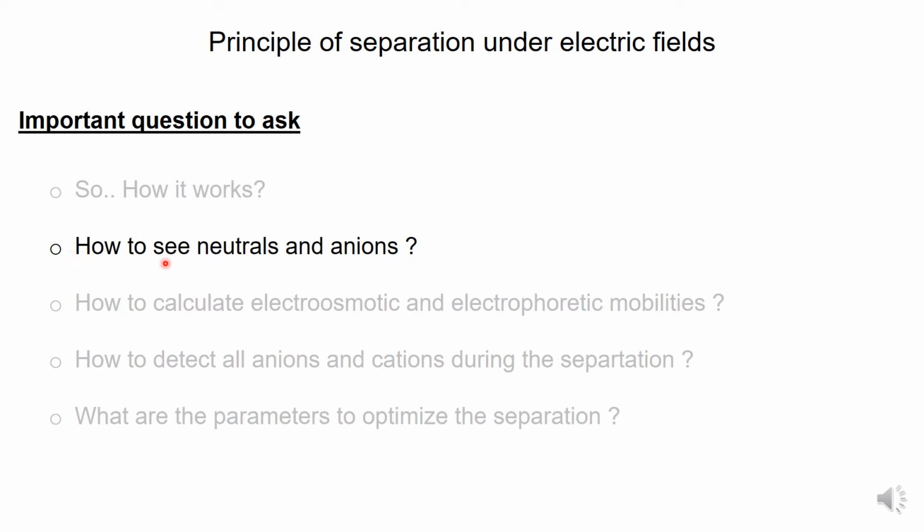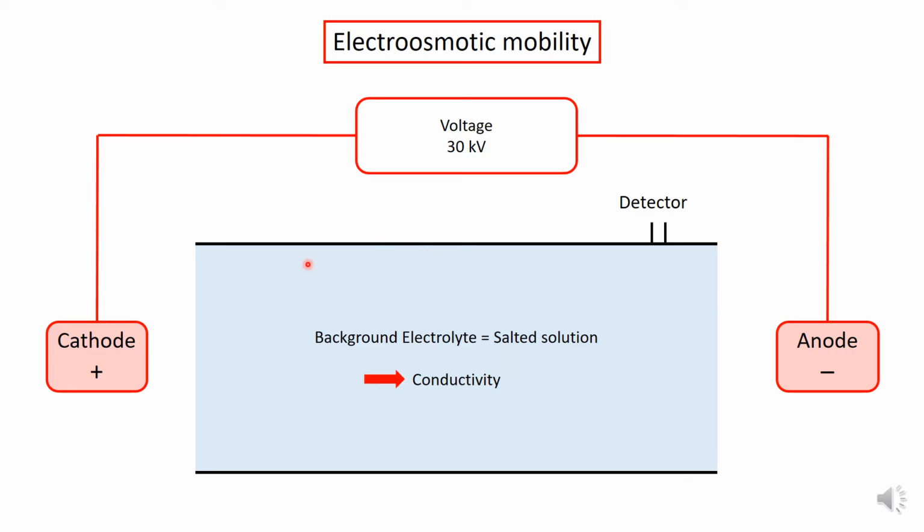And now we are going to answer this question about the separation of neutrals and anions. So here you have the representation to understand the separation of neutrals and anions. And we are going to speak now about the electroosmotic mobility. I repeat, when I consider my compound, this is the electrophoretic mobility. When I consider the background electrolyte and the movement of the background electrolyte, this is the electroosmotic mobility.